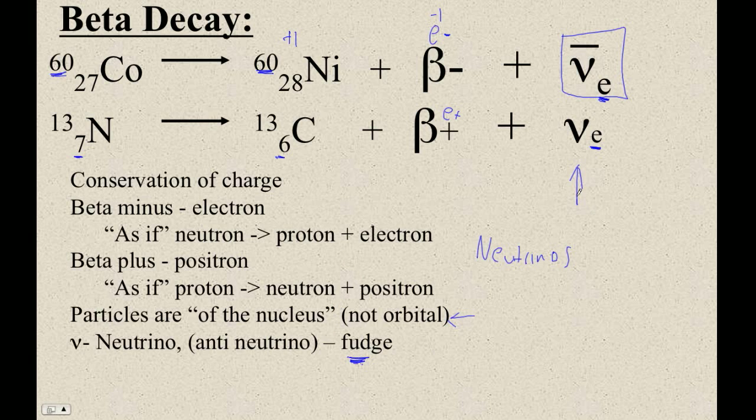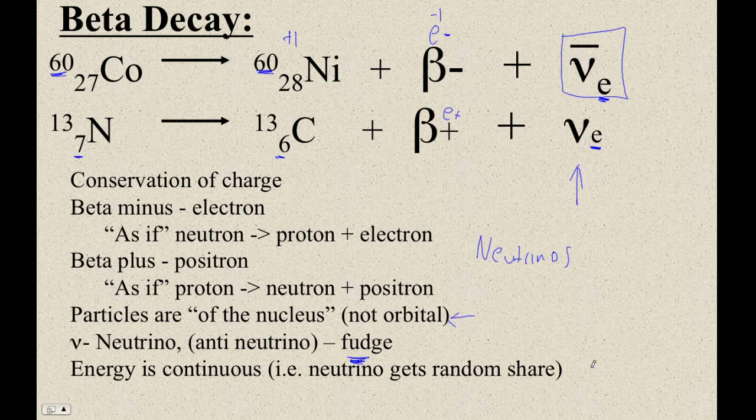They decided that the neutrinos must be carrying off the energy that's missing, right? And this is an interesting thing: alpha energies are discrete. They have a particular energy, and they all have that particular energy. And gamma energies are also discrete. But beta energies are continuous, and that's because the neutrino is getting a random share of the energy. And I'm not sure, I think it is just truly random how much energy this gets versus this, right?